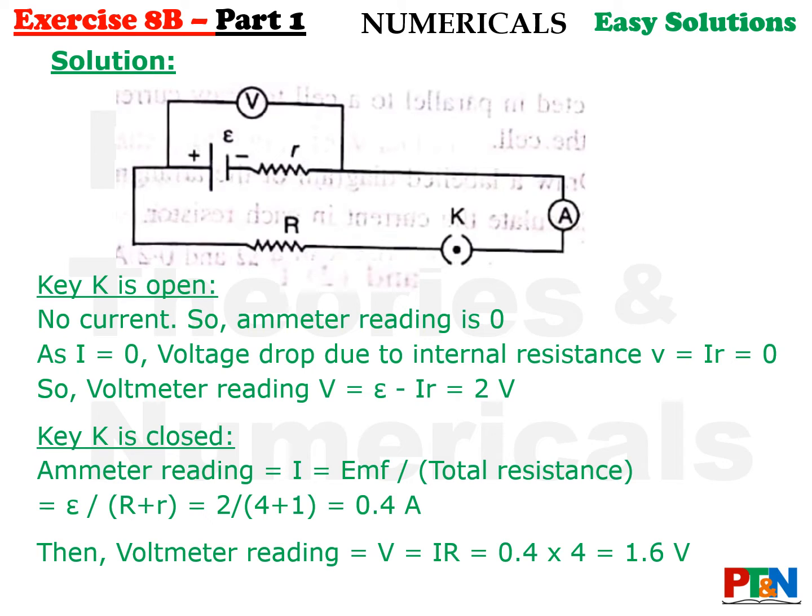Then the voltmeter reading will be V is equal to I into capital R. I is 0.4 ampere and capital R is 4 ohm. That will give you 0.4 into 4, that is 1.6 volt. That will be the voltmeter reading.